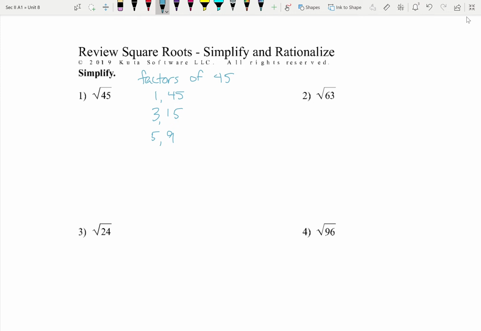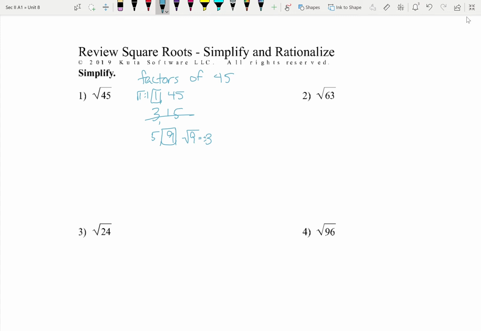Here I could take the square root of 1, which is 1, but that doesn't really help me because I still have a 45. 3 and 15 are not perfect squares, so that one's totally not an option. And then 5 and 9. 9 is a perfect square. The square root of 9 is 3, positive or negative 3. So that's the option I want to go with.